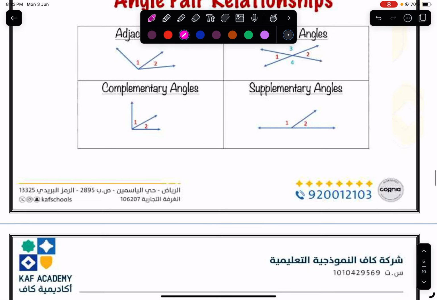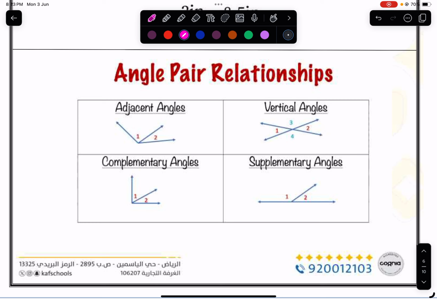Let us go to the second part. Angle pair relations. First angle, we have a vertical angle. Vertical angle looks like an x. What is the property of the vertical angle? Look here, girls. This angle equals this angle. You look, they are opposite. And also, this angle equals this angle, opposite. Let us take a question directly.